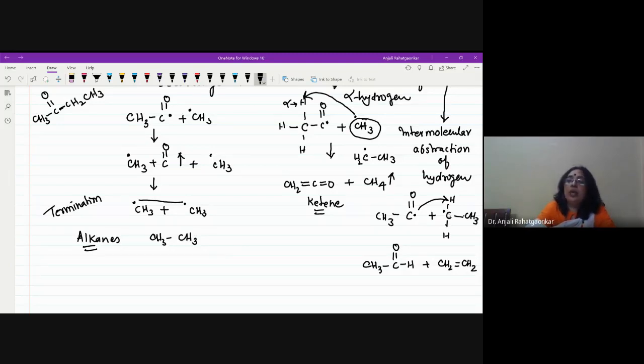Now, does it happen from here or from here? Let us see that in many cases it is abstracted like this, from this center. Okay, so again there will be an intermolecular rearrangement taking place over here, and the formation of aldehydes and the alkenes over here.